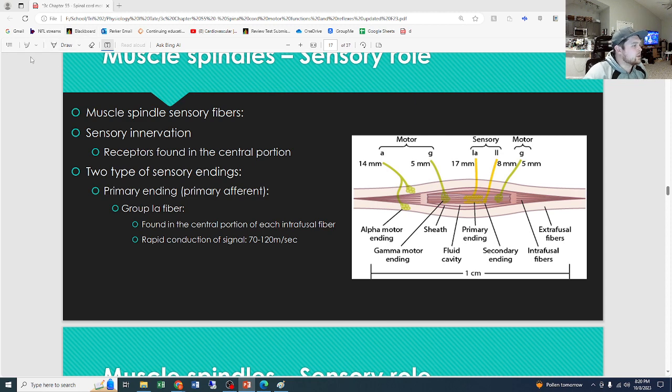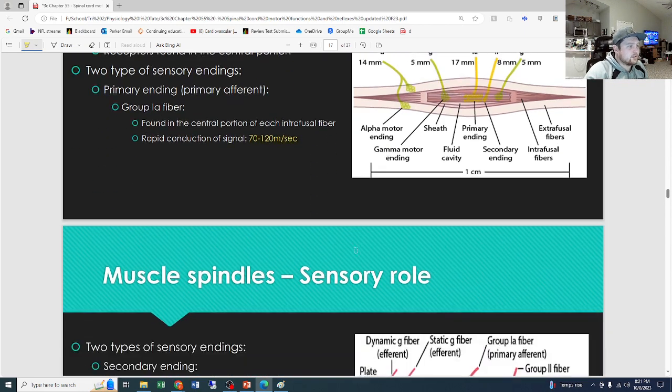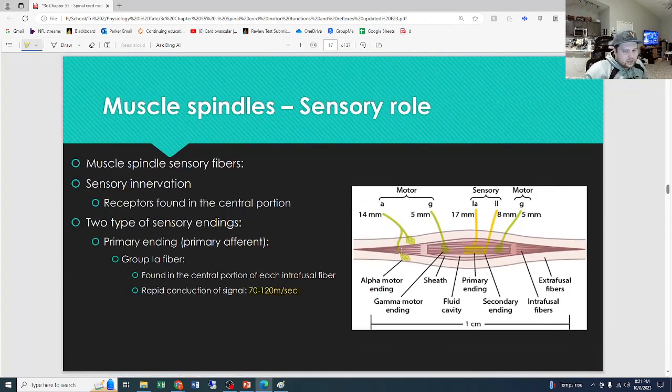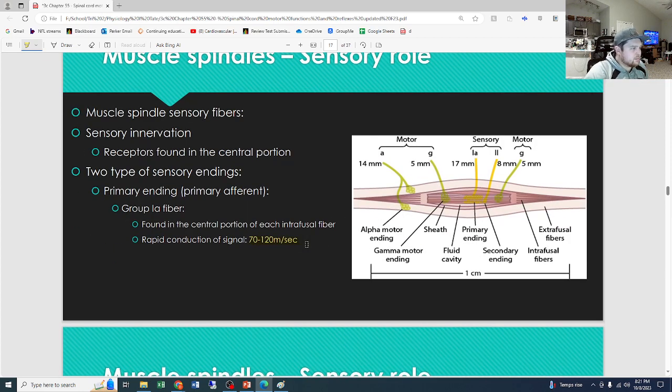These have a rapid conduction of signal, 70 to 120 meters per second. Think about how fast that is. That is well over the length of a football field in a single second, which is pretty crazy, how quickly these things happen in our body. We kind of break them down and oversimplify them just to try to understand them a little bit. But understand that thousands and thousands of these signals are occurring every single second, all through your entire body. It's amazing.